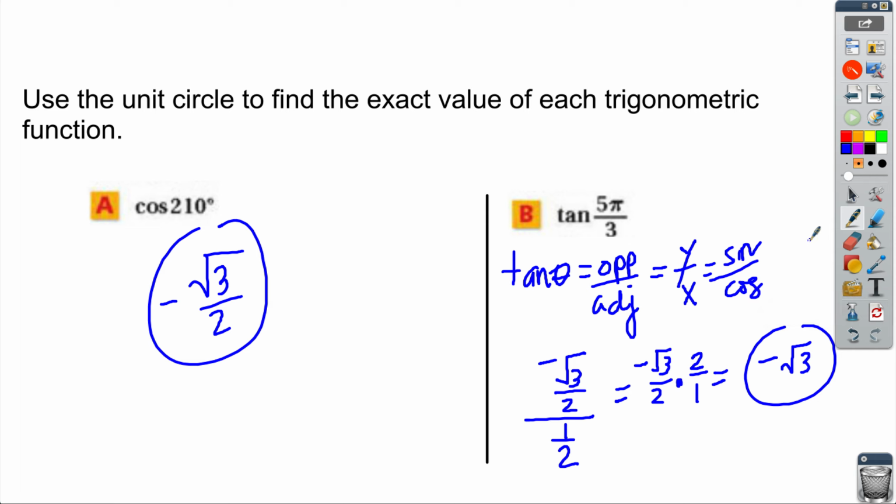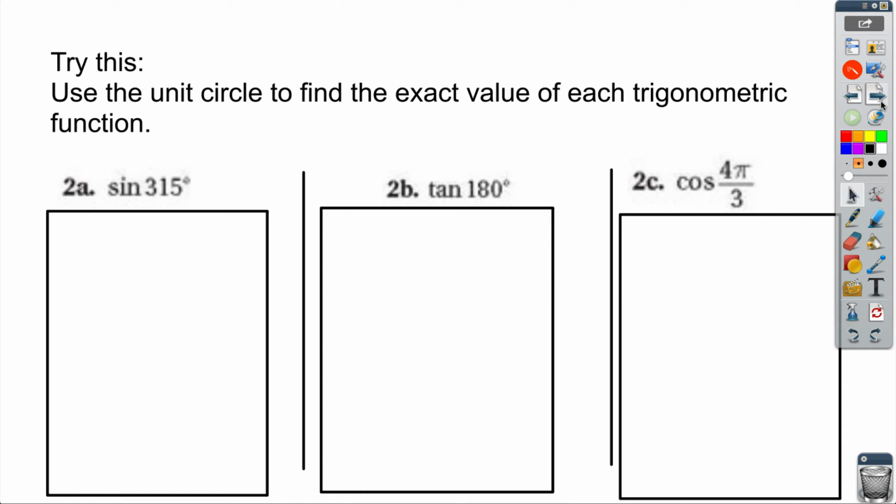On the next page, you'll have an opportunity to practice. So once again, pause the video at any point and give yourself some time to work on these. All right, if you're ready, here we go. So we're going to use a unit circle to find the exact value of each given trigonometric function.